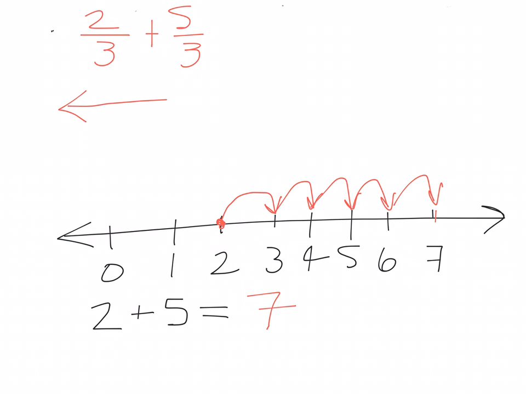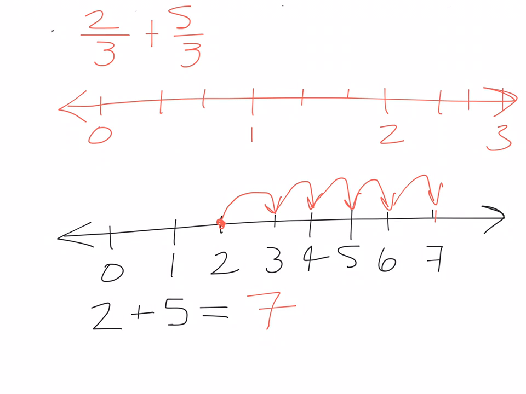So just like with whole number addition, first we have to find 2/3 on the number line. So we're going to place 0, we're going to place 1, we're going to place 2, we're going to split each unit segment into 3 equal parts because 3 is the denominator, and then we find 2/3. 2/3 is right there. And now we want to add 5 thirds.